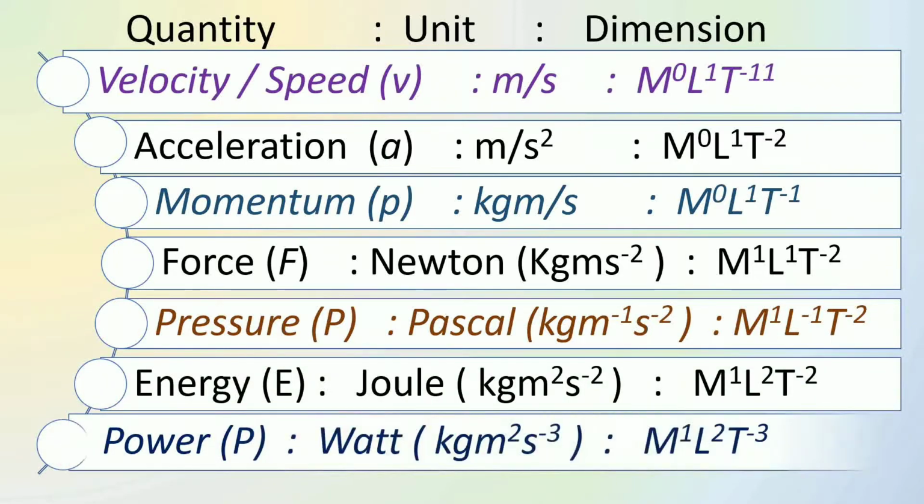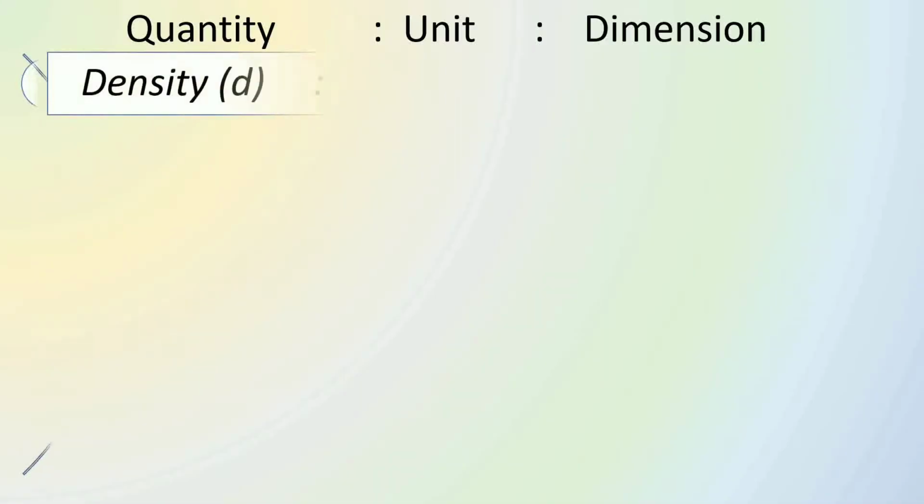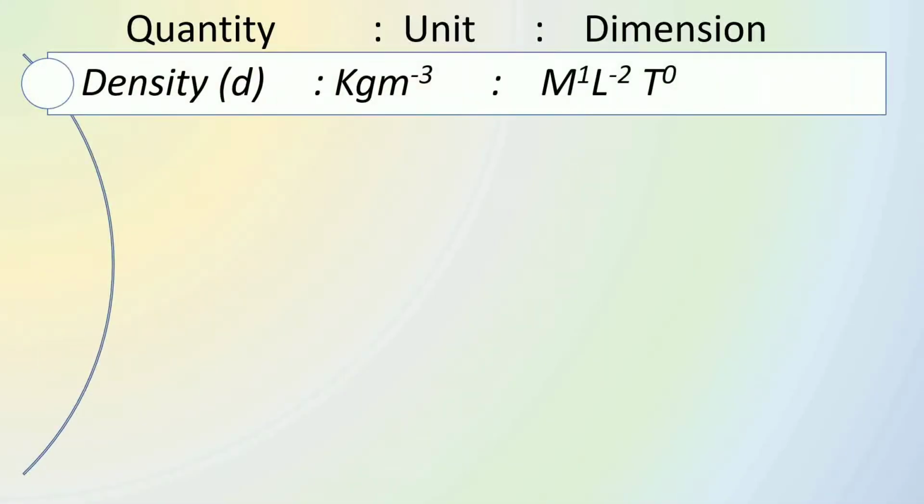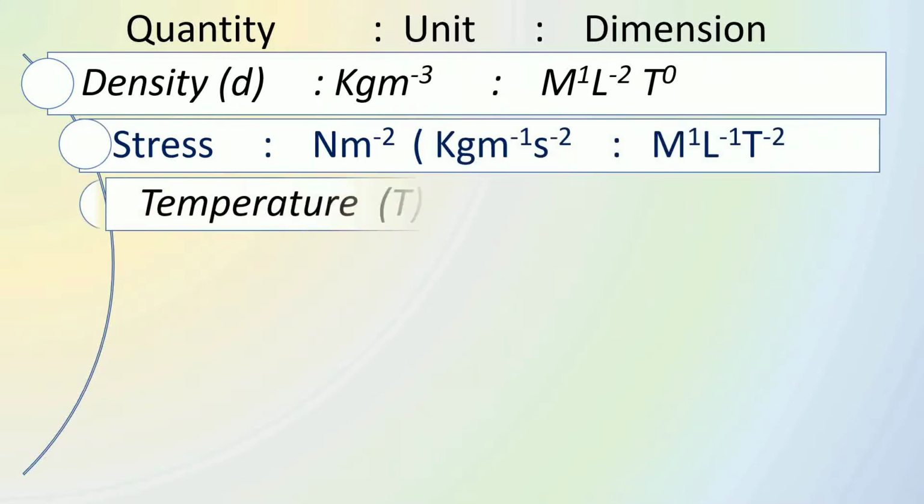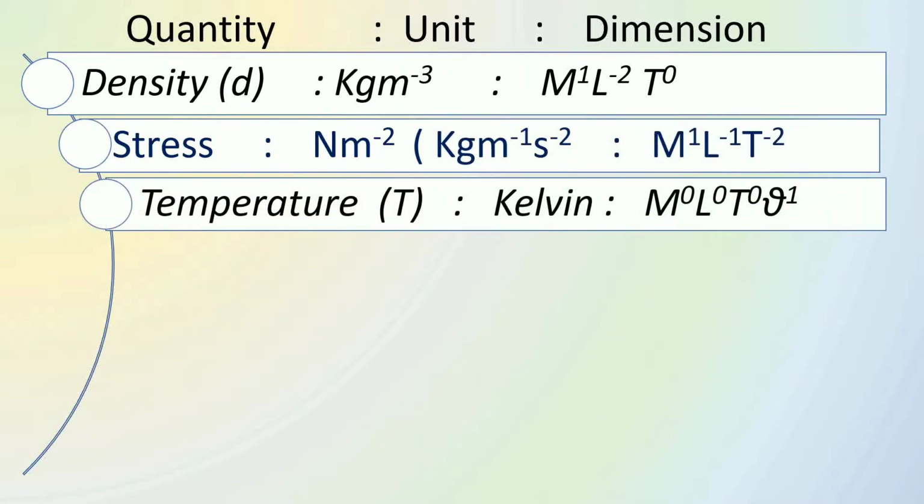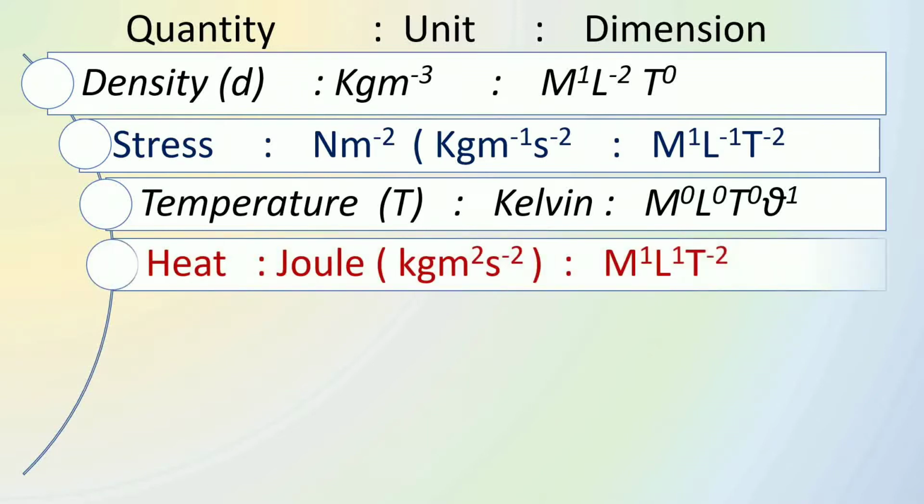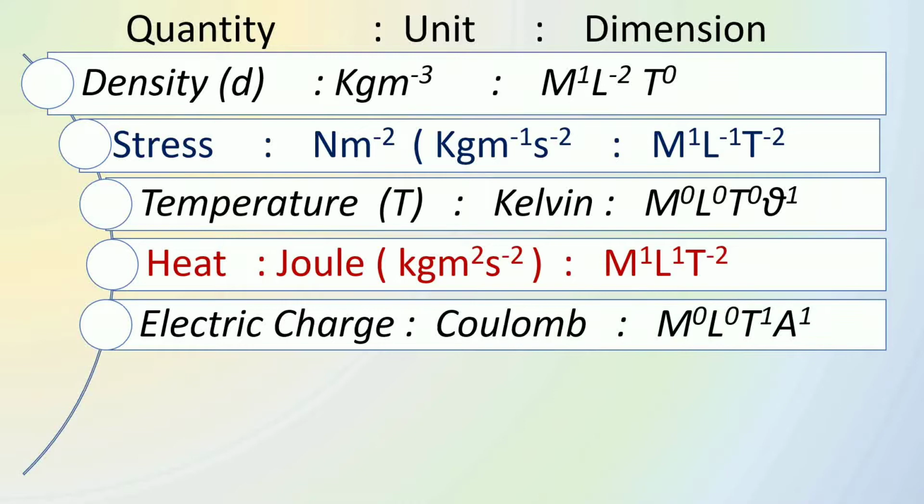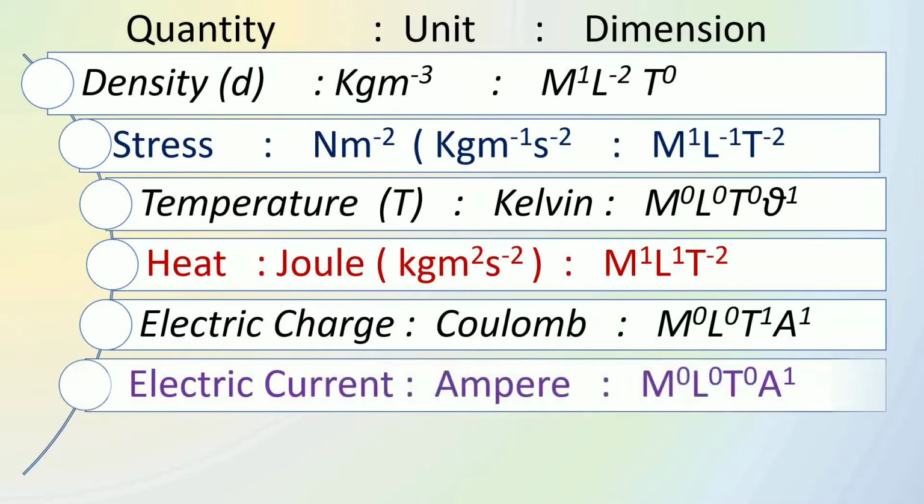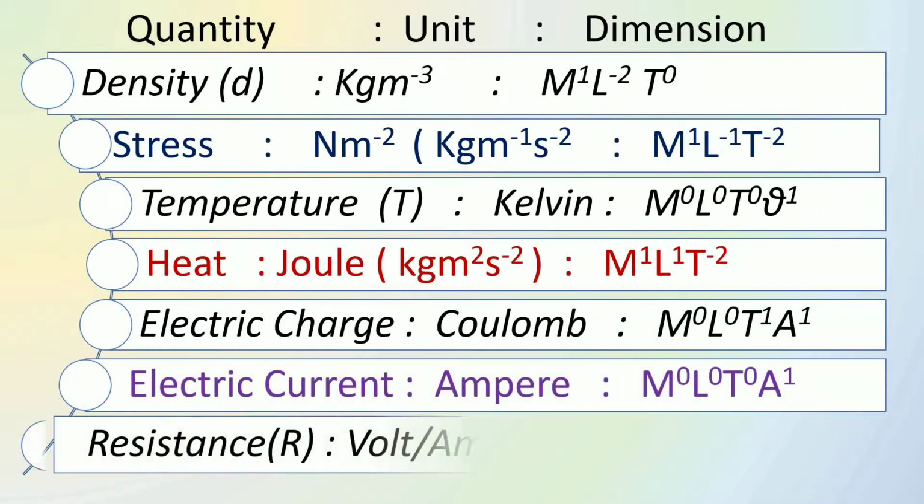And power is kg meter square per second cube. Density is kg per meter cube. The SI unit of stress is similar to that of pressure, kg per meter per second square. Temperature is Kelvin. Heat is joule, kg meter square per second square. Electric charge is coulomb. Electric current is ampere. And resistance is volt per ampere.